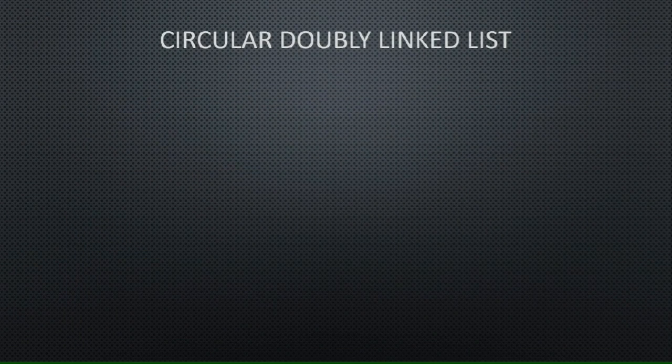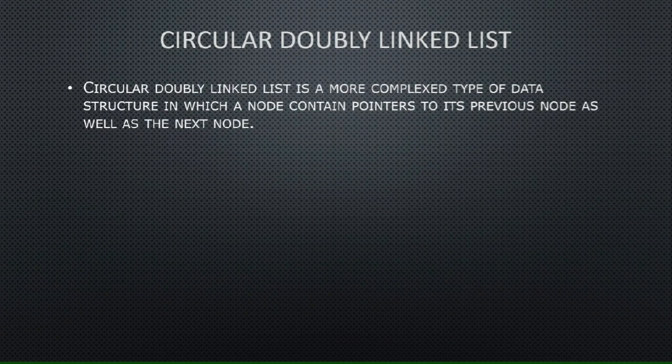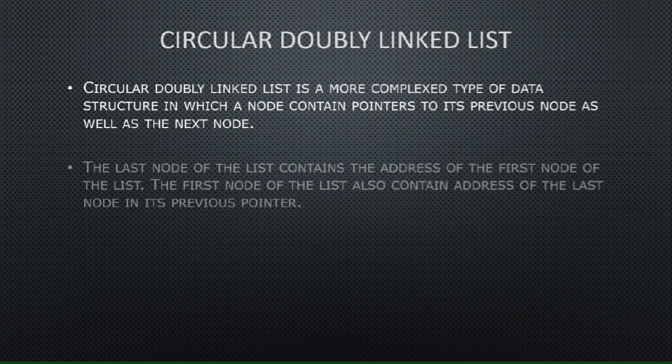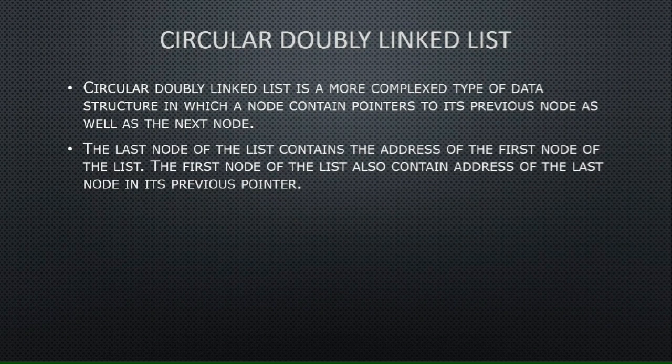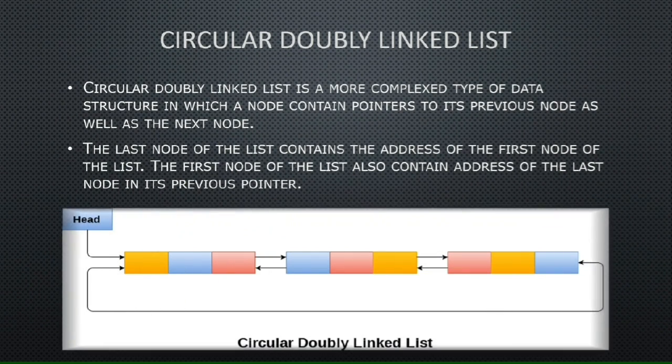The last one is the circular doubly linked list. A circular doubly linked list is a more complex type of data structure in which a node contains pointers to its previous node as well as the next node. The last node of the list contains the address of the first node of the list. The first node of the list also contains the address of the last node in its previous pointer. Here is a photo to clarify how a circular doubly linked list works.